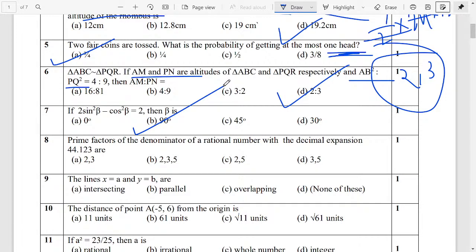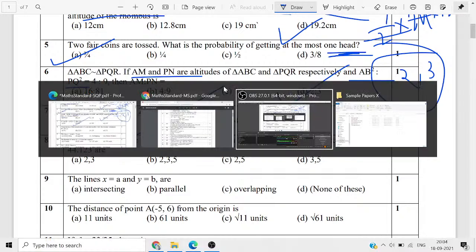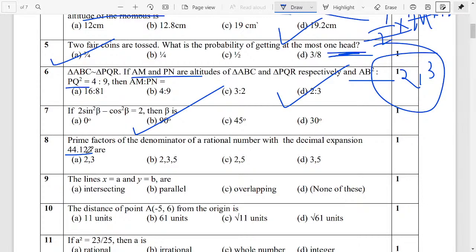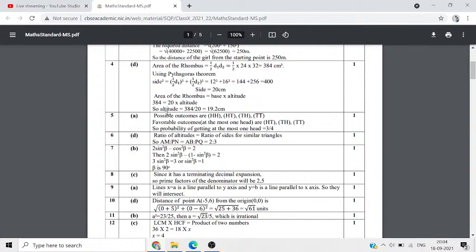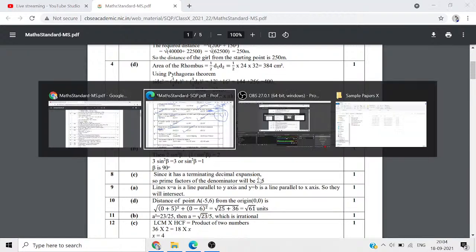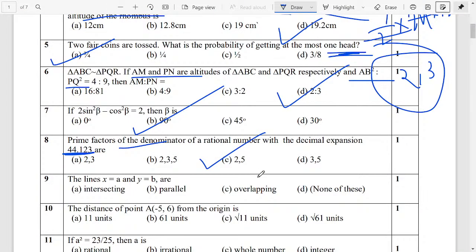Good. Next question. Prime factors of the denominator of a rational number with a decimal expansion 44.123 are. See, this is the decimal expansion 44.123. Since it is a terminating decimal, it means it can only have 2 and 5. Conceptual. No calculation was needed. It was conceptual that if it's terminating, its prime factors will be 2 and 5. It was very much conceptual. You just have to apply your brain. It needs the brain part.